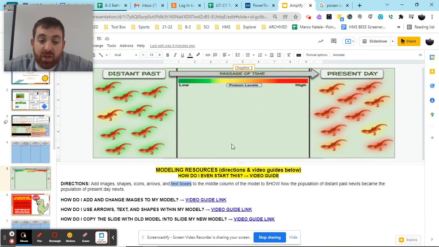So as we look to complete this, we're adding images, shapes, icons, and arrows, along with text boxes, to our middle column to show how the population in the distant past became the present day.